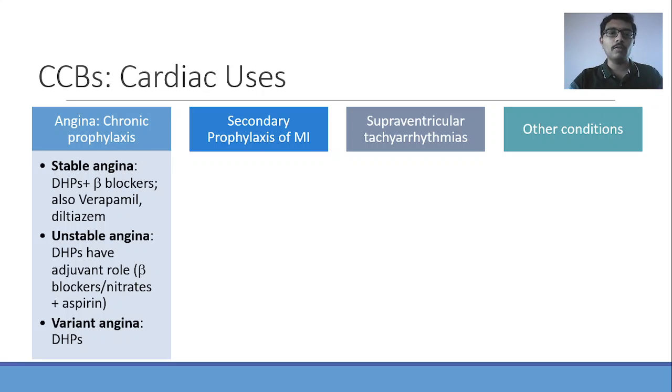Unstable angina, dihydropyridines have more of an adjuvant role. Finally, variant angina, we can also use dihydropyridines. The mechanism of action is different there. That is about angina. The second cardiovascular use is for the secondary prophylaxis of myocardial infarction.